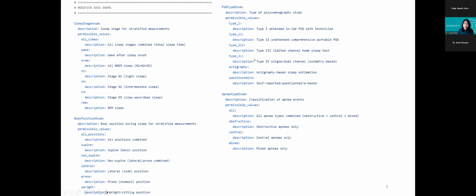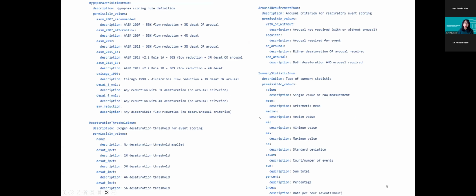What's interesting is the polysomnography type. It was able to extract the study-level metadata we coded in the label to capture whether it is type 1, 2, or 3. And then also the hypopnea definition, which ASM guideline it is, recommended or alternative. Those were also preserved in the modifier slot. And then the desaturation and arousal requirement.